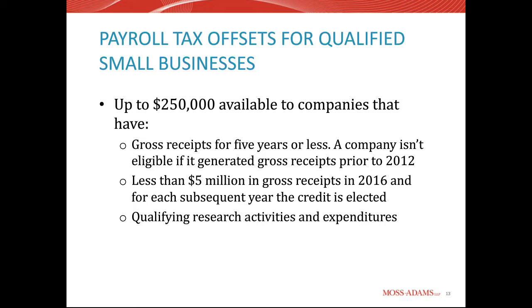But in order to qualify for this incentive, there are really 3 core requirements that you need to meet. Number 1, you have to have gross receipts for 5 years or less. That means that a company isn't eligible if it had gross receipts prior to 2012. Number 2, you have to have less than $5 million in gross receipts in 2016 and every other year that you elect the credit. Number 3, you actually have to have R&D credits to cash out. And in order to have R&D credits, you have to have qualified research activities and qualified research expenses.